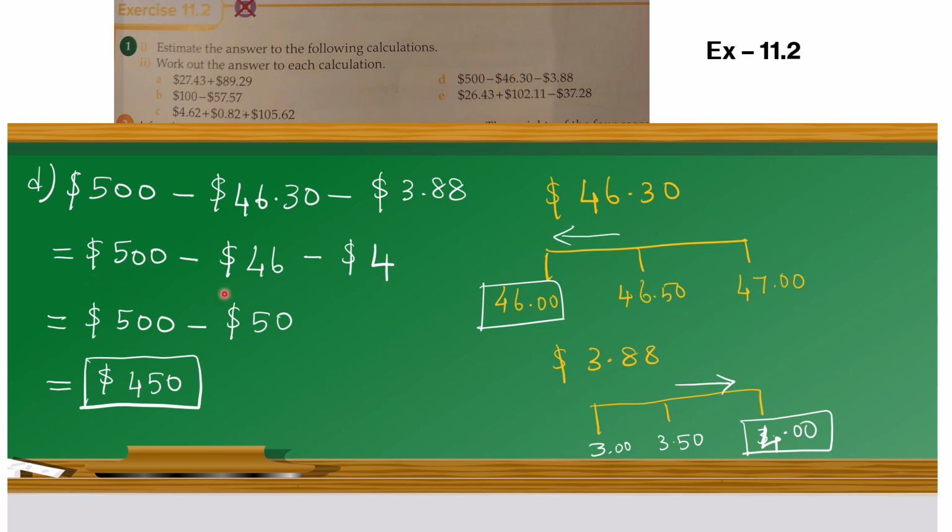So what is the step we have now? $500 minus $46 minus $4. So if we have two negative numbers, what do we have to do? We should do the addition. So 46 plus 4 is 50. But we have to write the negative sign. So from $500, we have to subtract $50. So the answer is $450.